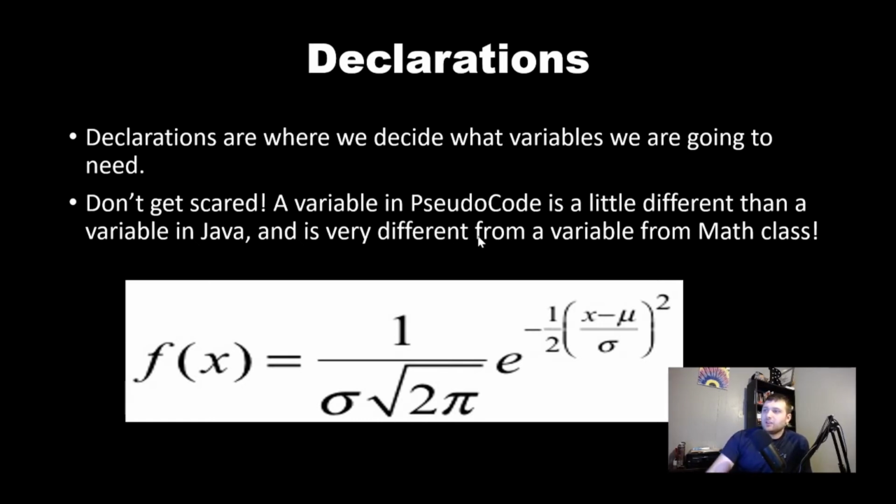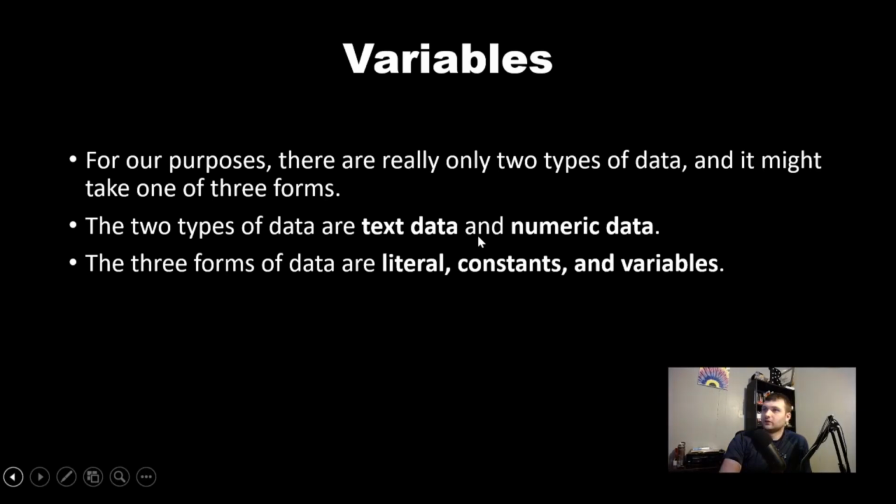So let's go ahead and dive into our next one here. So variables. For our purposes, there are exactly two and only two types of data. That's it. Nothing else exists in the world of Java except these two types of data. It's very important that you don't confuse them between the three forms of data, right? So you can have one of two types and one of three forms, right?